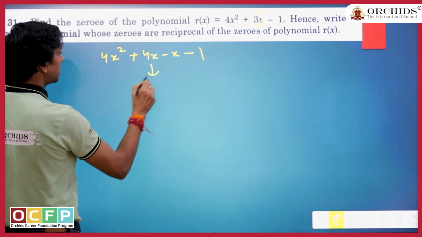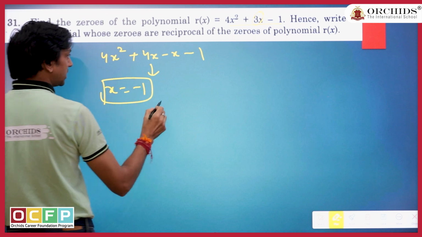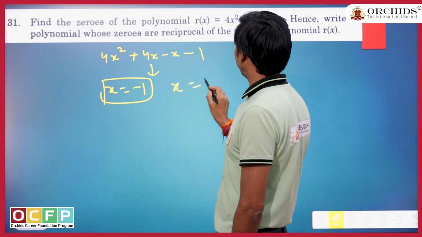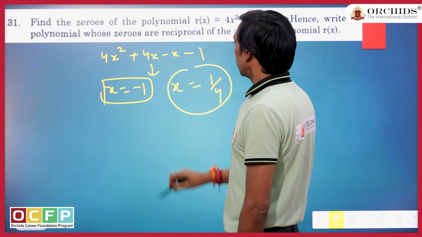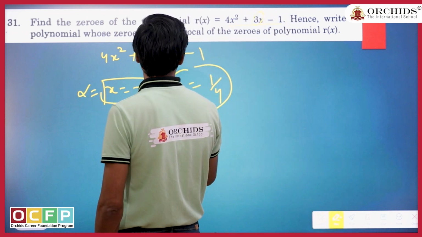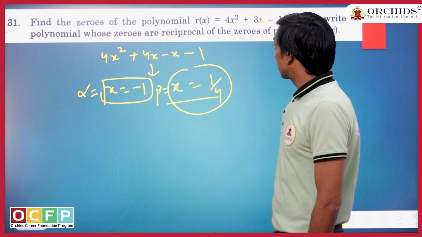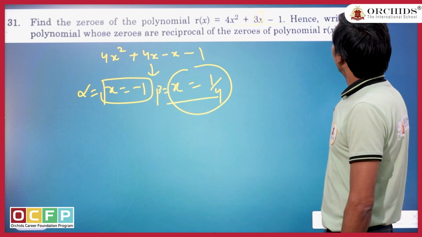So if you solve this, you will get x equal to how much? After solving, you will get x equal to minus 1, one factor, and another factor we are getting is x equal to 1 by 4. These are the two factors of x we are getting, means zeros. One zero, let's say alpha, another zero we are taking as beta. So alpha, beta are minus 1 and 1 by 4.